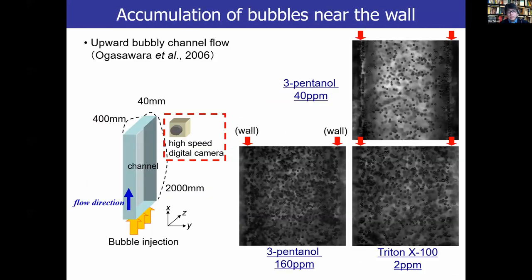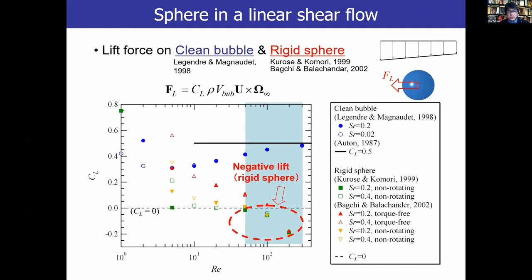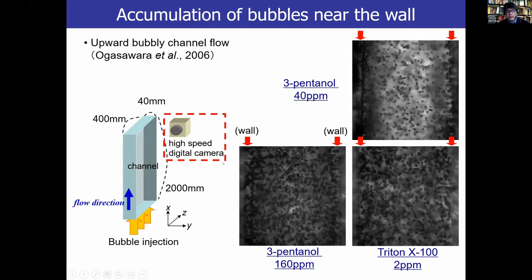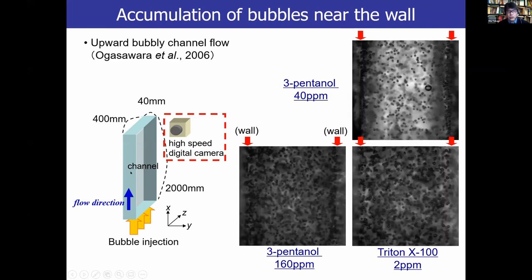So this graph for the clean bubble, Legendre and Magnaudet got the numerical result that showed good agreement with the Auton lift force in the parameter range of the current experiment condition. Okay, in the current experiment condition, depending on the contaminant level, the terminal velocity Reynolds number is from 50 to 300, okay, this region. But for the contaminated one, we have a totally different situation, and that's clearly reflecting this phenomenon.